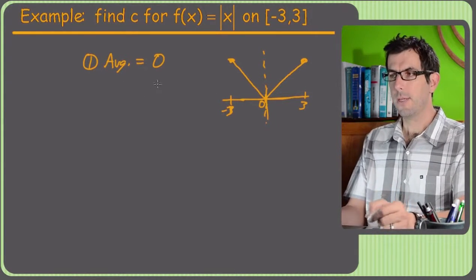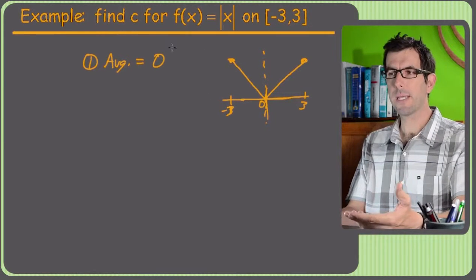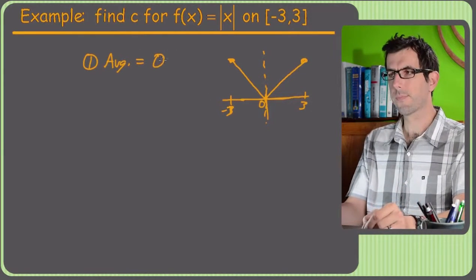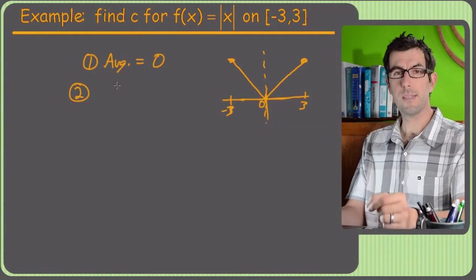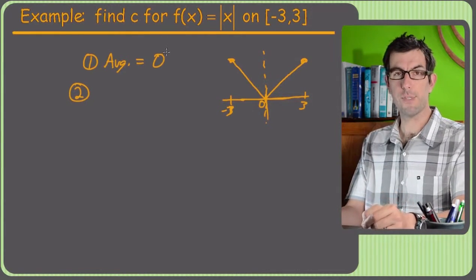All right, my 3's are terrible. So that's what the graph looks like. It makes sense, we got an average value of 0. So step 2, now we need to set the derivative equal to the number we got in the first step, right?